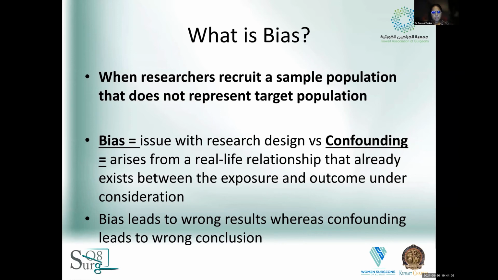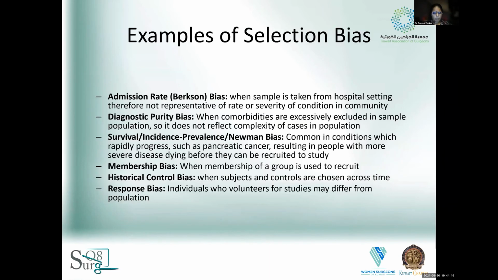So bias leads to just the wrong results because the research design is not that good, whereas confounding leads to the wrong conclusion because I have good results. I'm just not sure if I can apply them because I have these other factors. And when you're looking at the research design, you're looking to identify, is there any selection bias for my sample? So I just put some examples of selection bias to give you an idea what you're looking for.